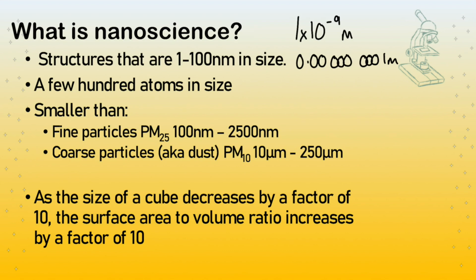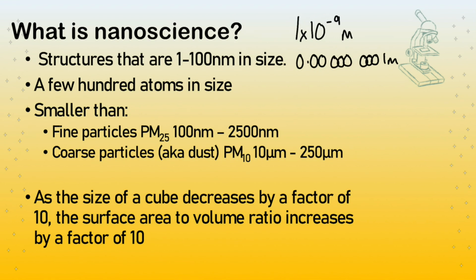And also much smaller than what we call coarse particles, which are also known as dust, which are about 10 micrometers to 250 micrometers in size. So these are things that actually end up being almost the size of cells. So nanoparticles are very tiny structures. They're things that we're creating synthetically, usually, for us to then be able to use.